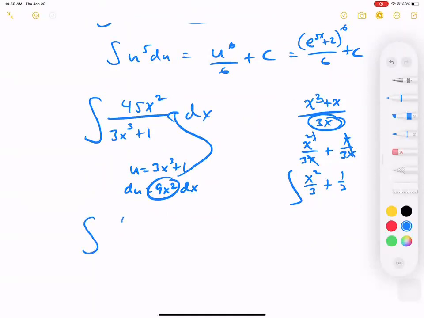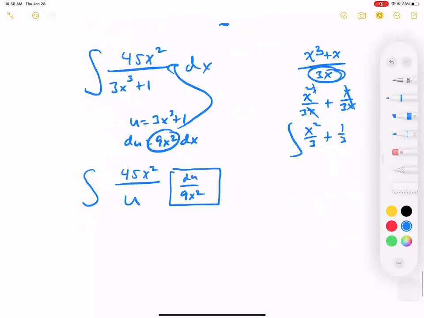Let's write that all out: 45x squared over u. Our dx becomes du over 9x squared. You can see this is all algebraic steps now. It's all just algebra 2. I can divide x squared and x squared. I can divide 9 and 45, leaving an extra 5 behind. So let's rewrite this. It's the integral of 5 over u du.